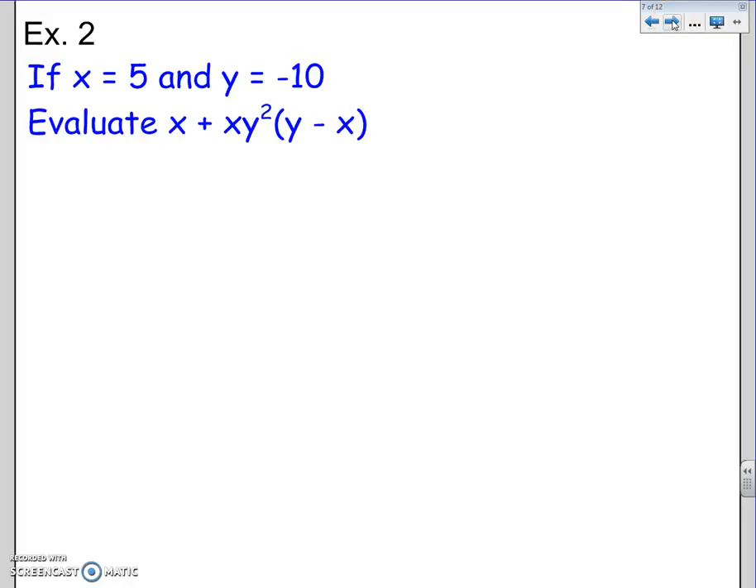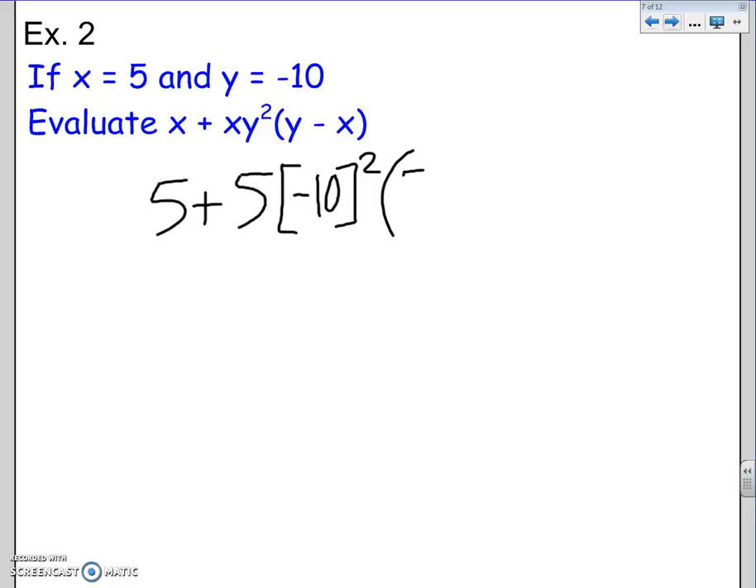Example 2, if x equals 5 and y equals negative 10, evaluate that. So same steps, plug in the letters where you see them. X is 5, plus, again, x is 5, y is negative 10. Again, put in parentheses or brackets, braces, whatever you want. I'll put in braces, so negative 10, has that squared there. And then it says y is negative 10 minus x is 5. So after substituting everything in, I just simplify by PEMDAS.